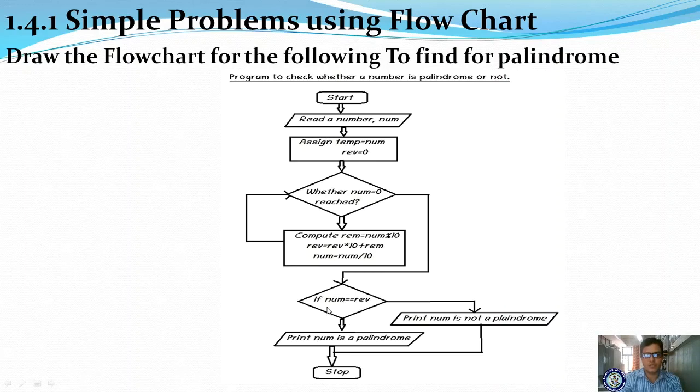And it checks here: in num it consists of 111. Actually, here it is wrong. It is temp. What does it have to do? Here we have to compare with temp, not num. In temp we have stored the num value of the initial one, that is 111. Temp equal to reverse: 111 equal to reverse. In reverse also we have 111.